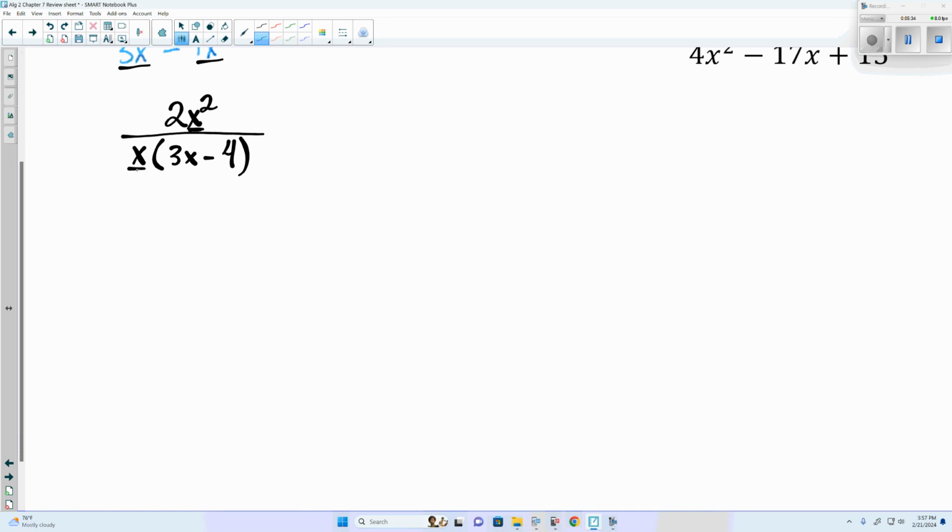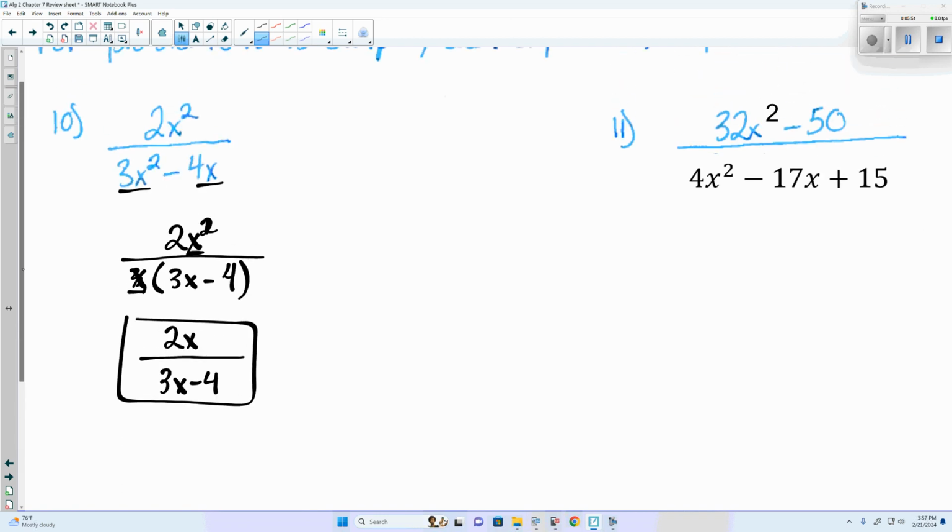Now we do have an x in common on top and bottom, which will reduce out. So the x on the bottom reduces, leaving us with 3x minus 4. The numerator still has 2, and our x squared is going to become x to the first, leaving us with 2x over 3x minus 4. And that's it.